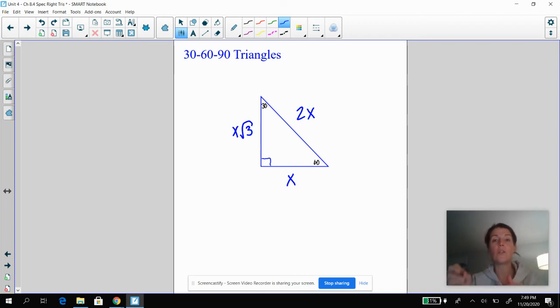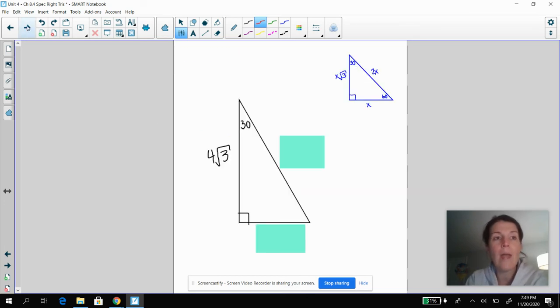Memorize it. X, 2x, x root 3. The way that helps me remember is I know that this is 1, 2, 3. That's a nice little way to remember. But remember, the longest side is always going to be 2x, which is opposite the right angle. Okay, so now I want you to pause the video and fill in these missing spots.